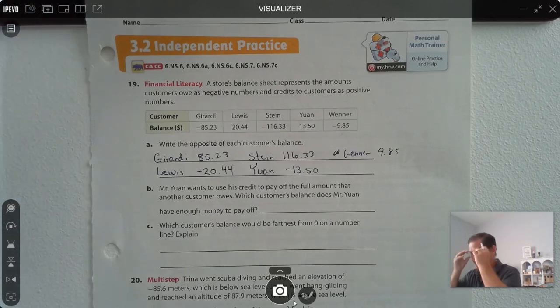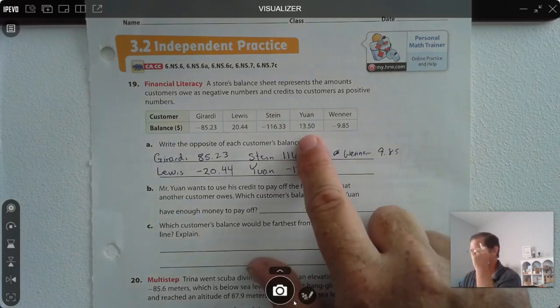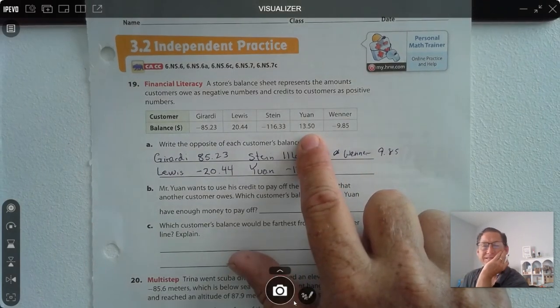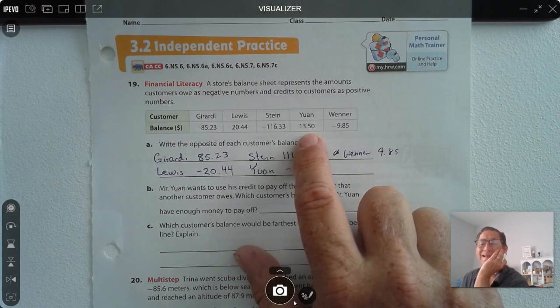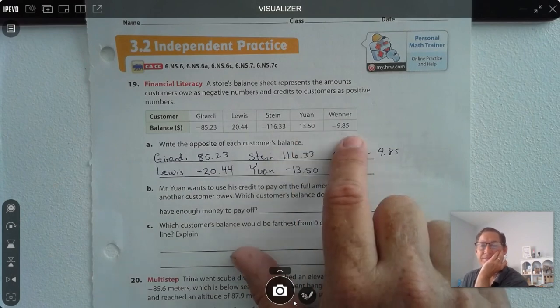All right, 19b. Mr. Juan wants to use his credit to pay off the full amount that another customer owes. Which customer's balance does Mr. Juan have enough money to pay off? He wants to use his credit, so he has a credit of $13.50. The only one that has an absolute value less than $13.50 is Wenner's.